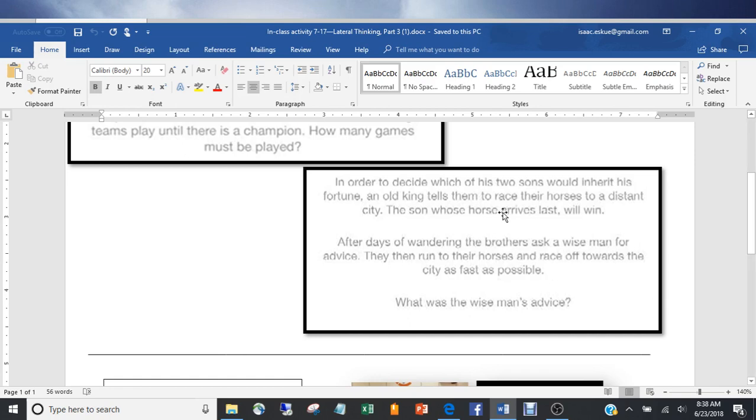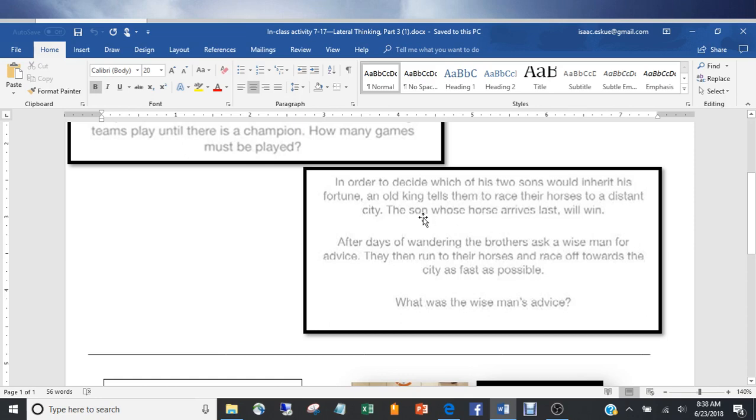So this is almost a combination of working backwards and destroying assumptions. Because if you read through it, you make additional rules to the king's game that aren't there. So an old king tells them to race their horses to a distant city. We assume by their horses he means their own horse. But here he specifies, the son whose horse arrives last will win. And so really the indication of winning or losing has nothing to do with the sons. It has to do with the horses, of which each son owns that horse.